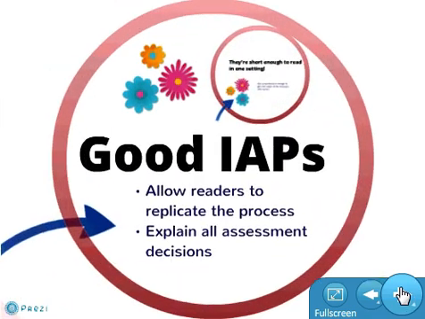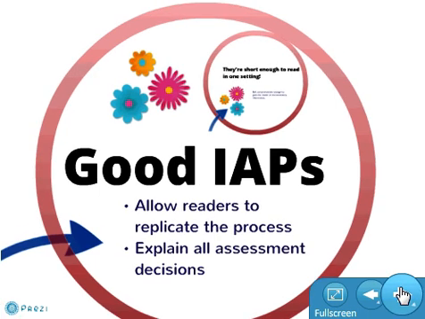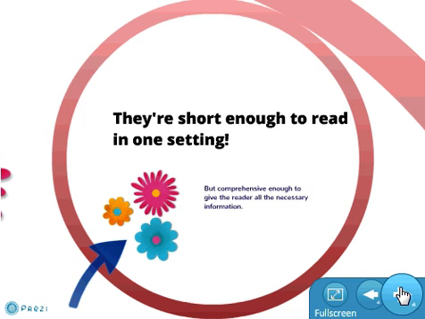So to remember, to write an A+ improvement action plan, you need to give enough information so that all your decisions and activities are explained. But it needs to be short enough to be read in one sitting. You don't need to write a 60-page report. A few well thought out paragraphs in each area should be sufficient.